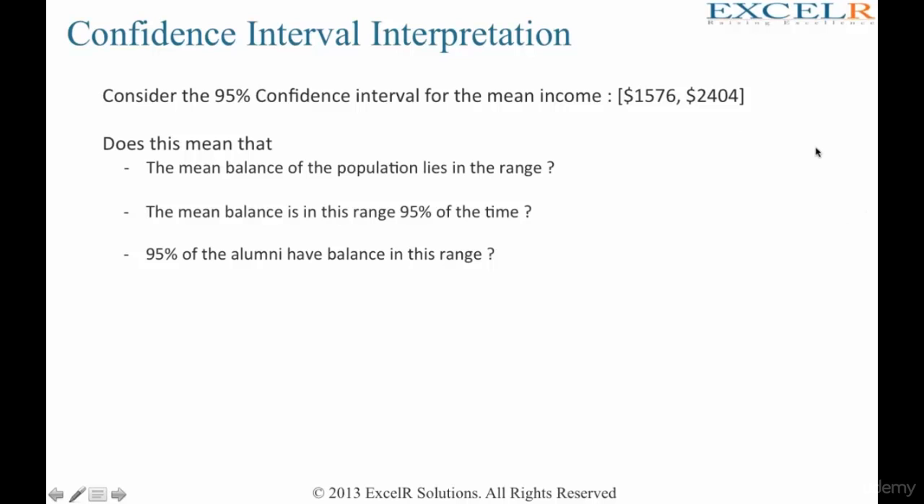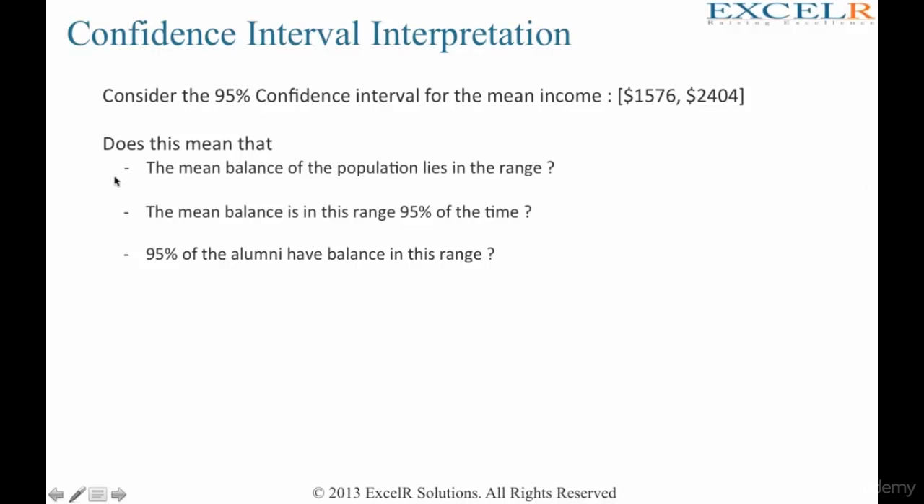All right. Now let us discuss confidence interval interpretation. So if we construct the 95% confidence interval for the mean income, and if you solve that in the previous slide we have discussed, you would get this: $1,576, $2,404. What does that mean?